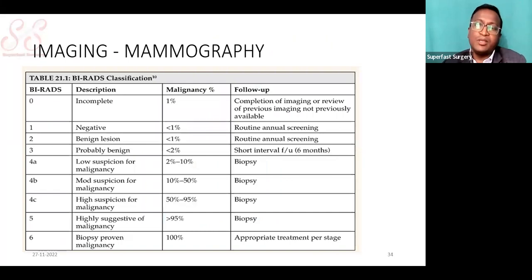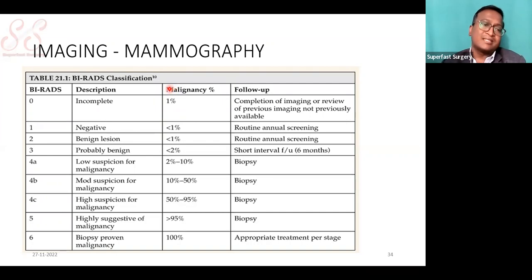Now we all discussed mammography, and based on those mammography findings, there is a reporting system known as BI-RADS, that is Breast Imaging Reporting and Data System. Now these RADS classifications have come up in several organs, like TI-RADS when it is done for thyroid, PI-RADS when it is done for prostate, and similarly Lung-RADS is also there, and CO-RADS was there when there was the pandemic of COVID.